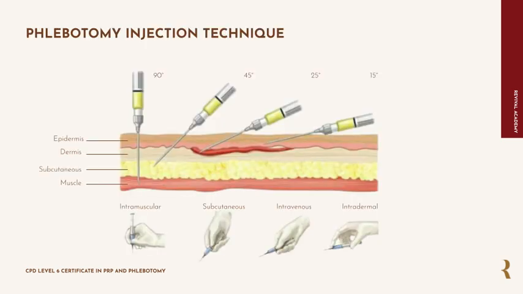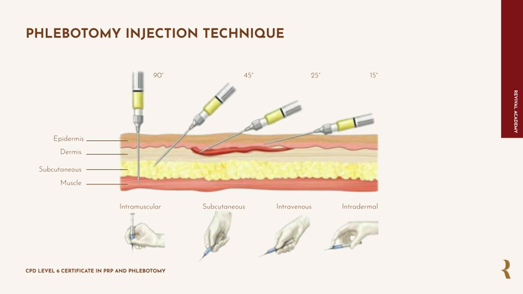Now, when it comes to the actual injection technique and how phlebotomy works, as you can see, the position as to how you place your needle in your syringe and the angle is really dependent on what layer of the skin you're actually going to enter. Now, let's say you have the 90 degree, that would be the intramuscular. So on 90 degree, you are going straight deep into all the skin layers and you're going all the way down to the muscle. Then you have a 45, that would take you to the subcutaneous layer. And then on a 25 is the one that we're actually looking for. That is the intravenous one. So a 25 degree is what will actually take you to the vein.